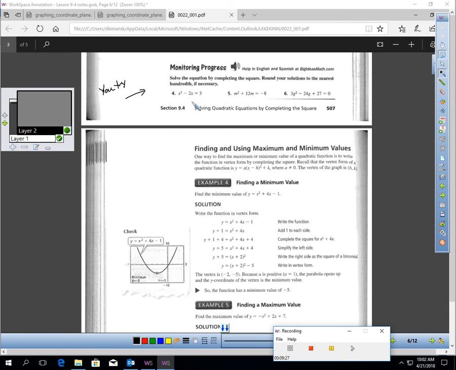Why don't you pause the video and you try 4, 5, and 6 and make sure that you can solve these by completing the square. Round your answers to the nearest hundredth if necessary.